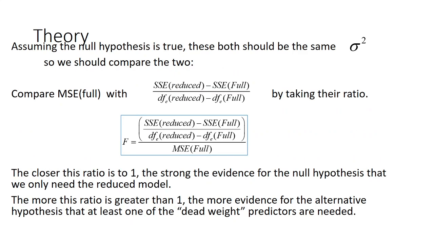Well, if they're both equal to sigma squared, then we can compare the two. We'll take the ratio like we did before with the other F test. The numerator is computed assuming the null hypothesis is true, that is, the reduced model is true, and we get roughly the same variance as the denominator, the mean squared error of the full. So the closer this ratio is to 1, the stronger the evidence for the null hypothesis that we only need the reduced model. The more this ratio is greater than 1, the more evidence for the alternative hypothesis, that at least one of the dead weight predictors is needed. So that's the theory. It goes back to this idea of variation, that we can estimate the overall variation of the model, making certain assumptions about whether the null hypotheses are true or not.